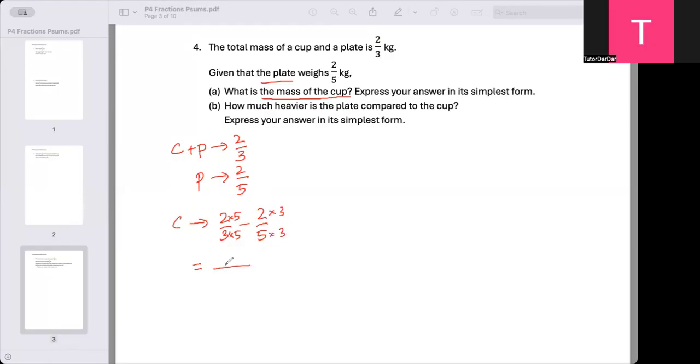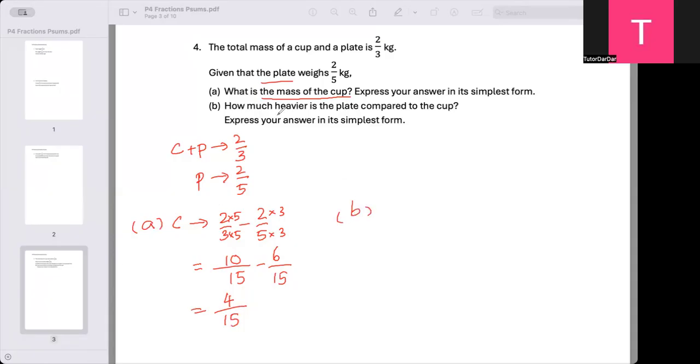So what do we get? 10. This is 15. Minus 2 times 3 is 6. And you have 15. So you will get 10 minus 6, 4 over 15. This is for question A. Now B.